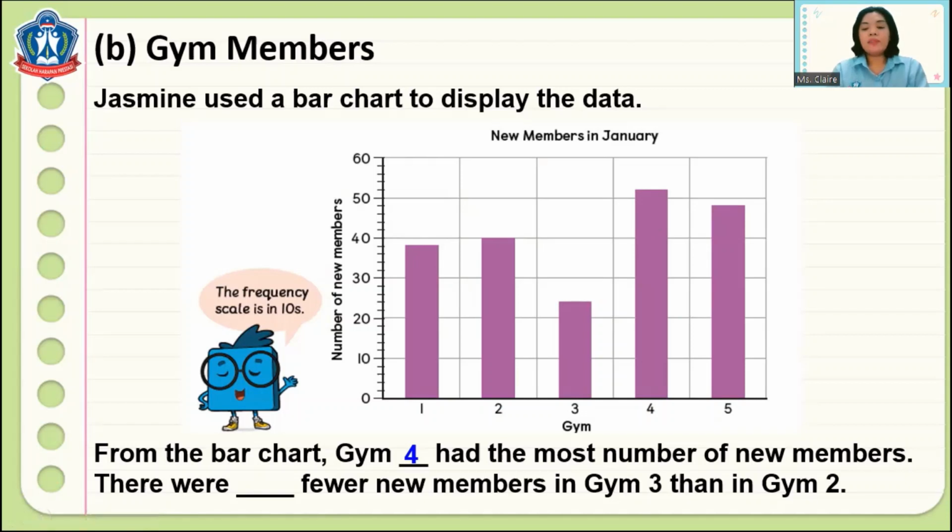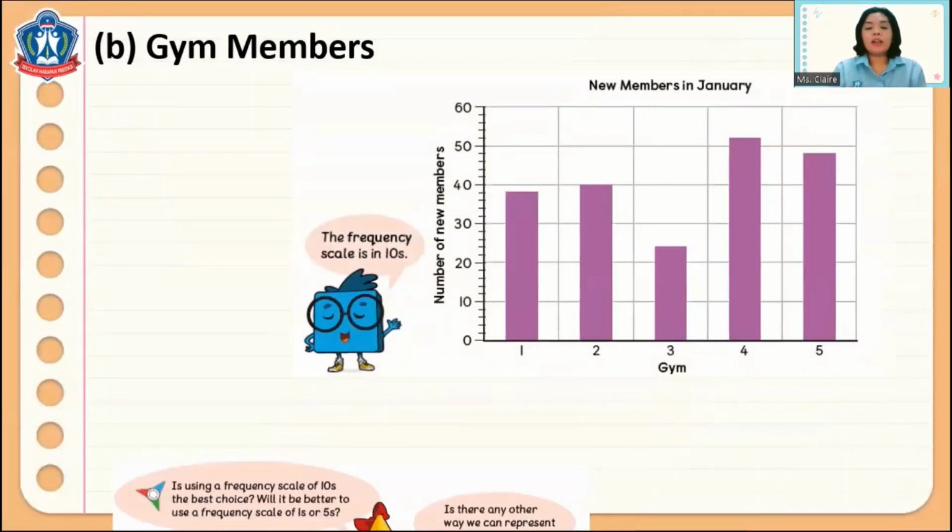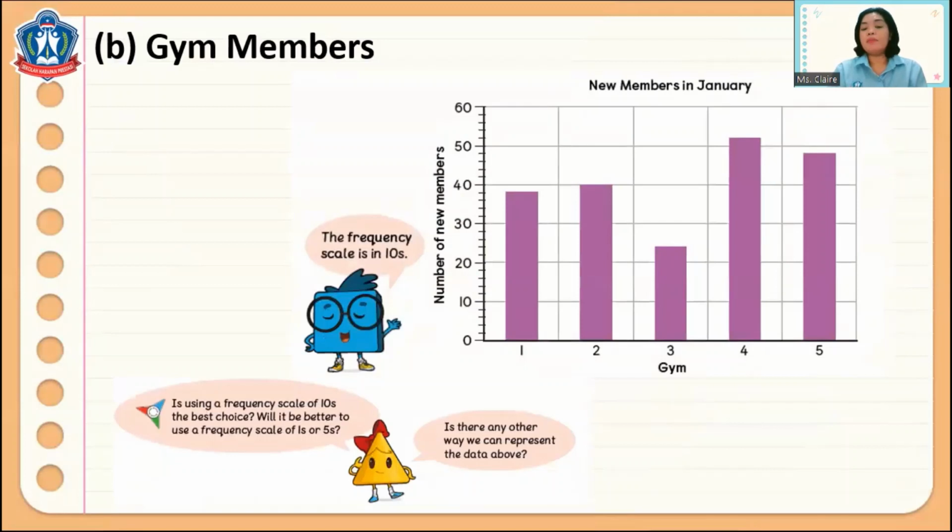What is the difference between gym 3 and gym 2? Gym 3 has 24 members and gym 2 has 40. 40 minus 24 is 16. So therefore, the difference is 16. Okay, look at this one. Which one do you think is the best choice for you to make the frequency scale, tens or fives? It's up to you, children, which one is best for you.